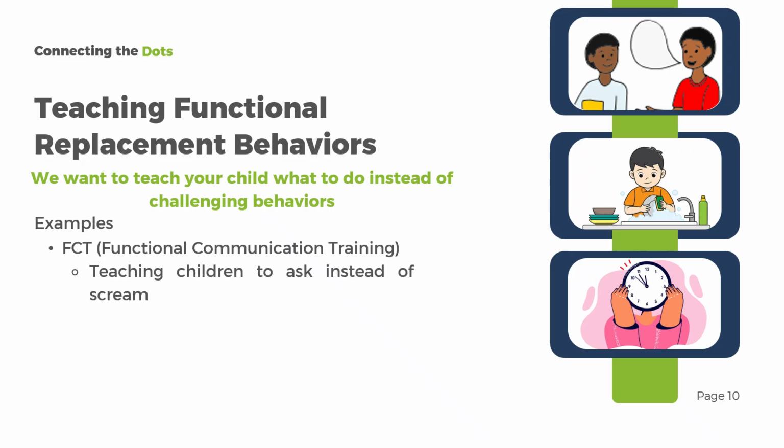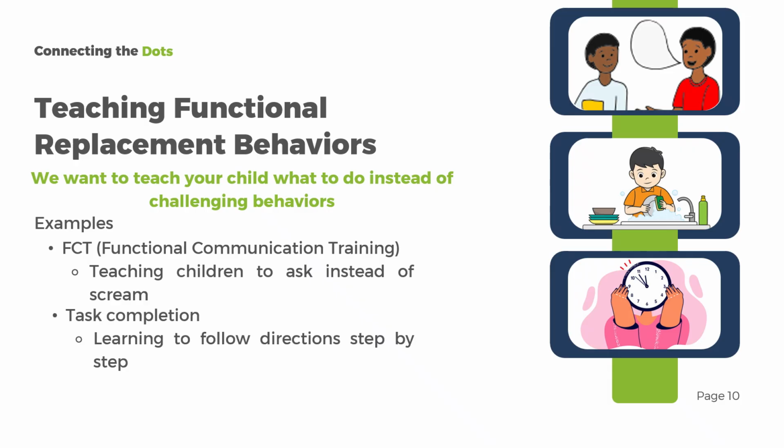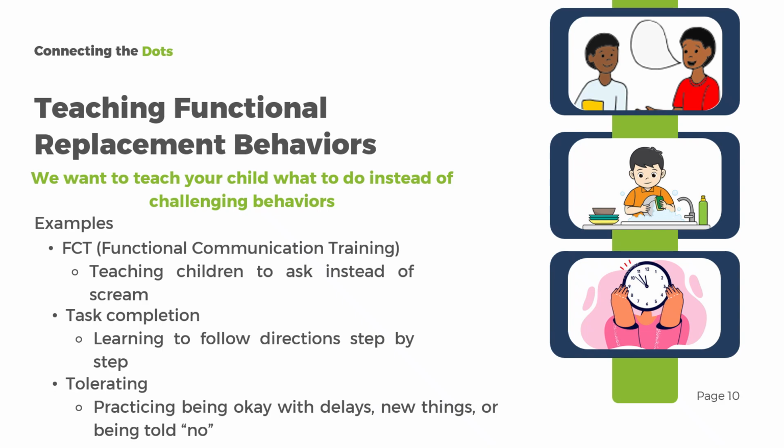For example, if a child can't get something, they often show us through behavior. So instead of saying, stop doing that, teach them what to do instead. That might mean teaching them to ask for help and follow instructions, or learning to wait or staying calm when something unexpected happens. We call this teaching replacement behaviors because we're replacing the challenging behavior, not just trying to stop it.